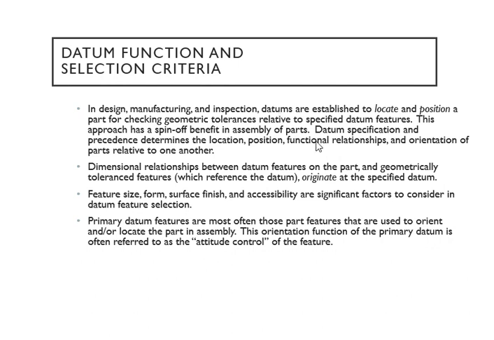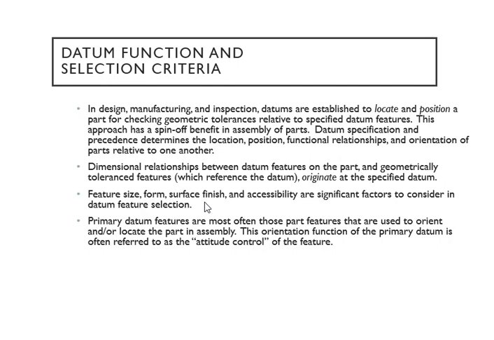And it's very good that way, so we can do the assembly of parts. We can do the specification, inspection, and verification, because we can pinpoint the location, position, functional relationships, and orientation of these parts to each other. So your dimensional relationships exist between the datum features on that part, and your tolerance features originate at the specified datum. That's why datums are very important.